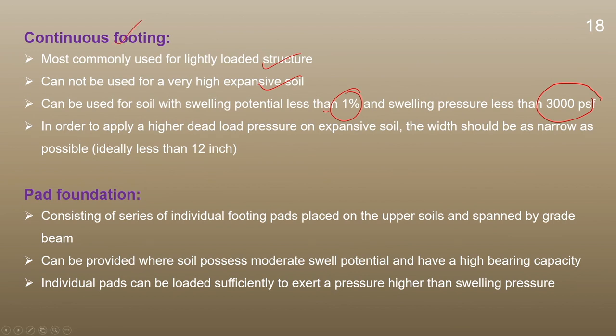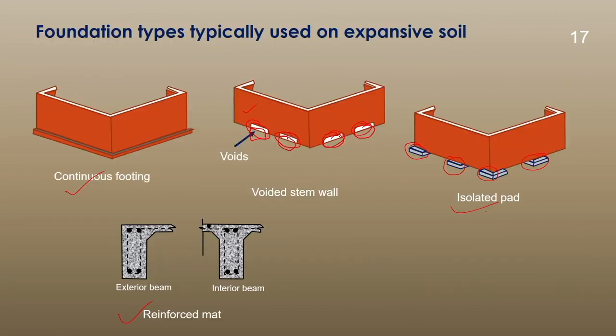And also, in order to apply a higher dead pressure on the expansive soil, we need to reduce the thickness of this footing. That is, we need to reduce this thickness such that the pressure exerted by the foundation on the soil will be more, as the pressure is equal to F by A. That means the pressure is inversely proportional to A. So, if we reduce the A, then it will exert a higher pressure on the soil, or it will exert a higher pressure to counter react the swelling pressure.